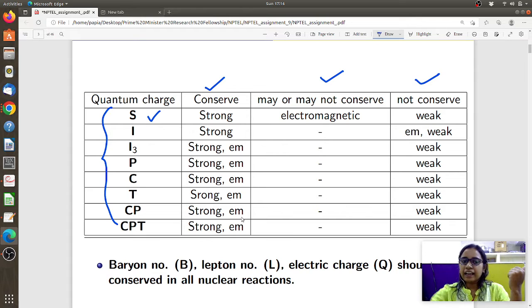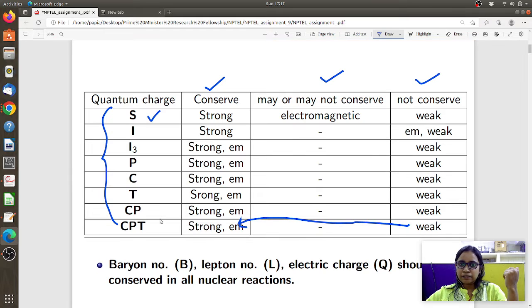But here I have made a typo. Obviously, the weak interaction will be here. Like for CPT, all three should be conserved. I have a typo here. So whatever it is, weak, strong as well as electromagnetic will all be conserved under the CPT quantum charge. But there are some quantum charges which may or may not be conserved by EM, or which will not be conserved by weak, and all these things.